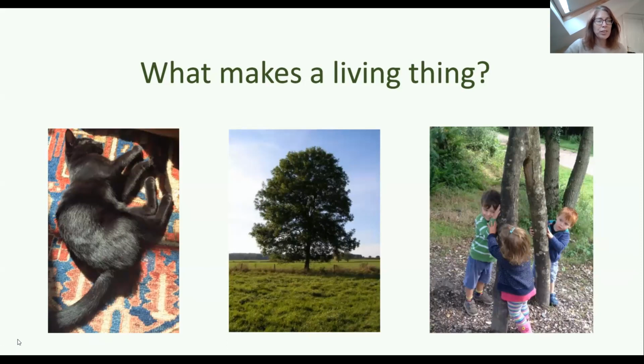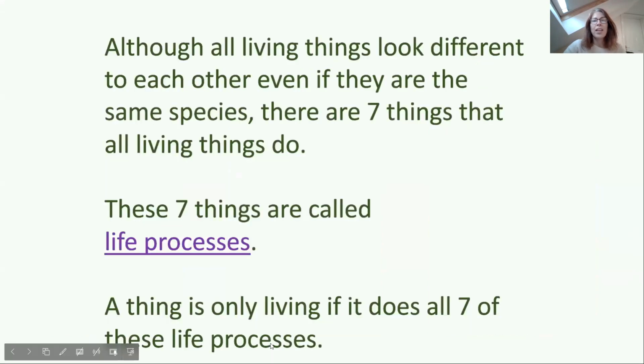Okay, so hopefully you've got some ideas already of what makes a living thing. So although all of those living things you saw there looked different to each other, they all are a living thing, and there are 7 things that any living thing can do. We call them life processes. And a thing is only living if it can do all 7 of these life processes.